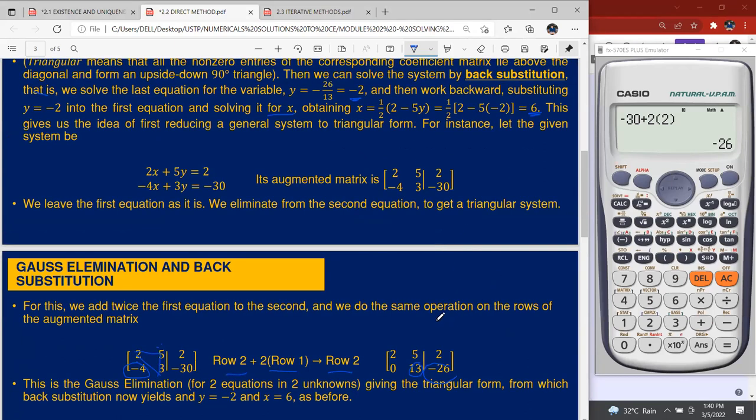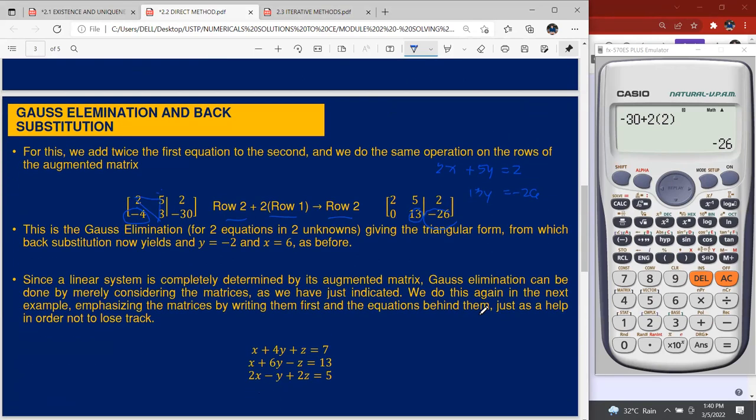Ito na siyang e-balik sa system of equations. So, that is 2x plus 5y equal to 2. And we have 13y equal to negative 26. Mao ni siya ang nasa babawan. Then makuha na ni yung isa ka value, no? So y is equal to negative 2. Then you substitute na to diri, makuha na ang value ni x. Okay, this is the Gauss elimination for two equations in two unknowns, giving the triangular form from which back substitution now yields y equal to negative 2 and x equal to 6.